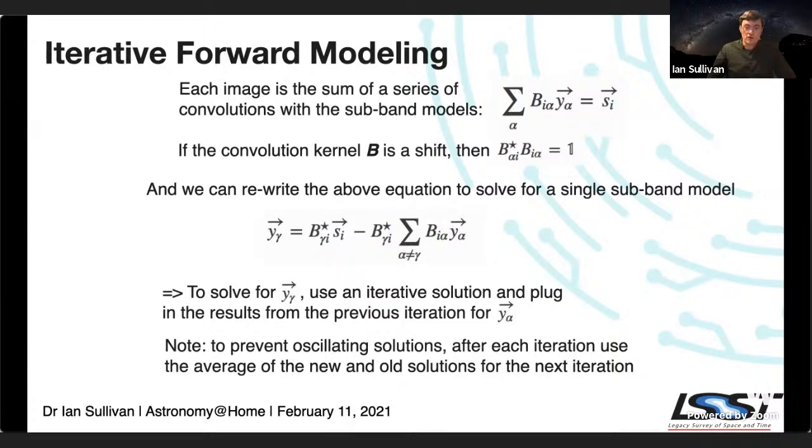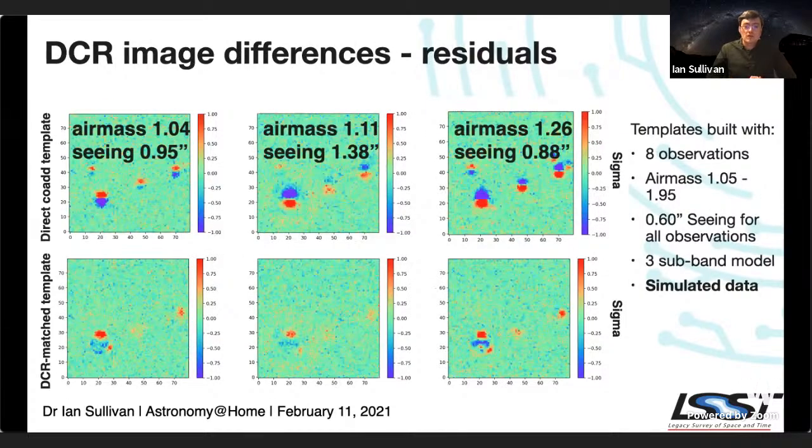How does that work? Now, some examples here. These are all simulations, so I knew what was going into them. On the top is what you get if you just naively do what we would normally do and subtract off the best template that you could make from the science image. And you can see that you get some kind of nasty, here it's red and blue, positive and negative.